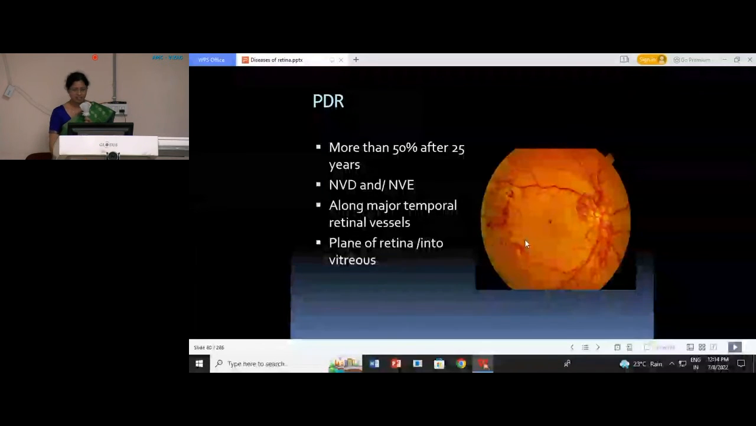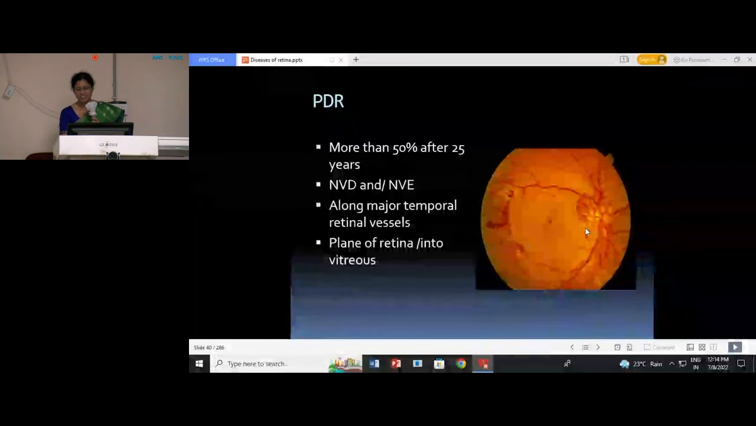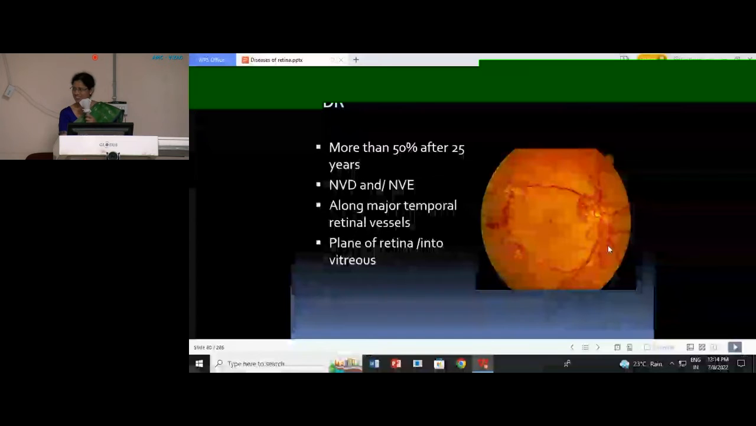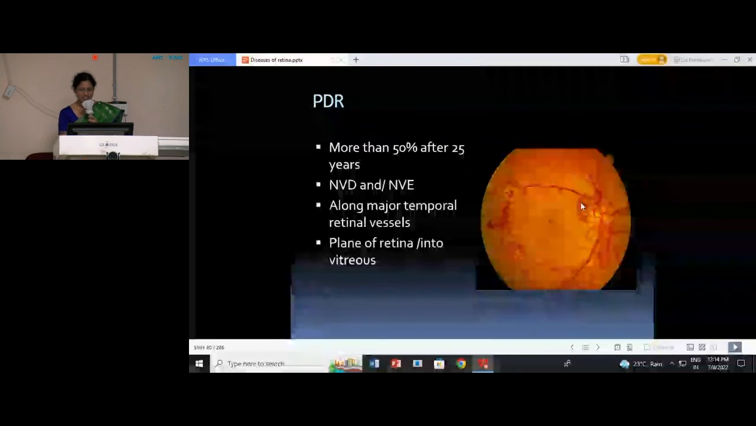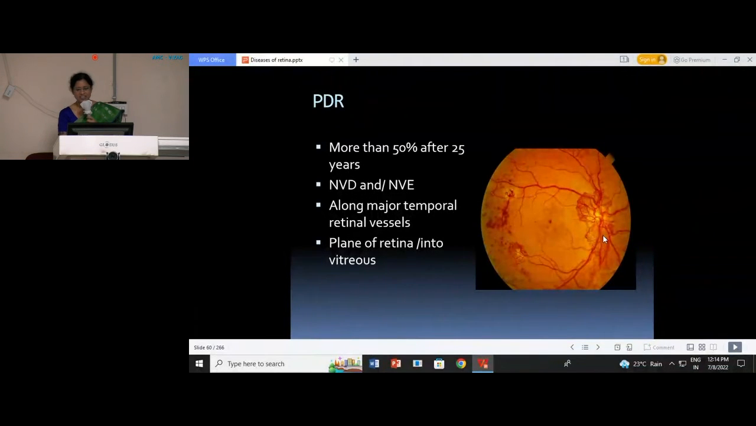Are you able to see the abnormality over the disc? There are definitely new vessels, abnormal new vessels over the disc. And then we are able to see the new vessels elsewhere in the retina. So this is NVE and this is NVD, that is proliferative diabetic retinopathy.